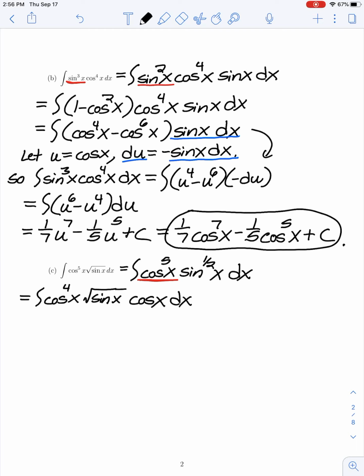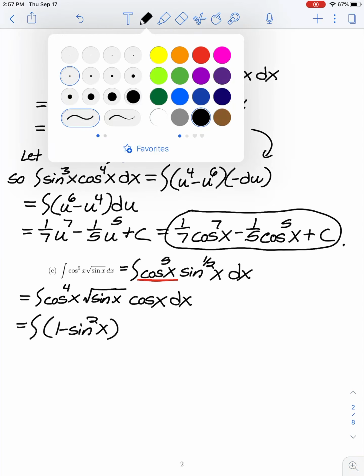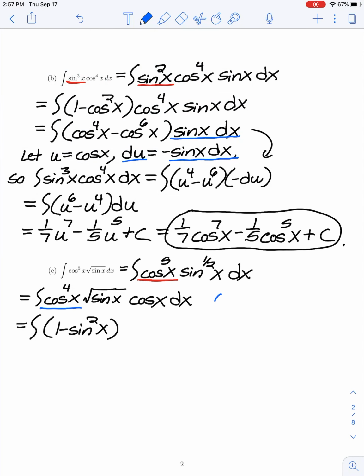Now I'm going to rewrite everything in my integrand in terms of sine x, and here I'm using the identity that cosine x squared is equal to 1 minus sine x squared. Now in this problem I had cosine x to the 4th power, so cosine of x to the 4th I can just think of as cosine of x squared quantity squared. So using the trig identity that cosine squared x is 1 minus sine squared x, to get cosine of x to the 4th, I would then have to square that value. And I'm left with the square root of sine x times a cosine x dx on the end.